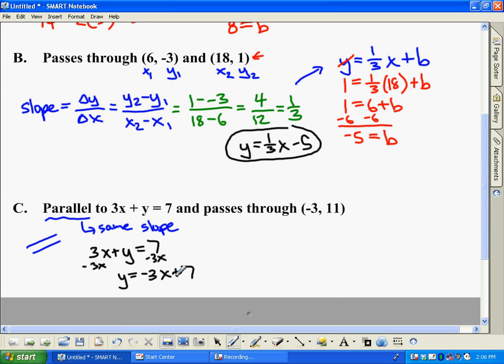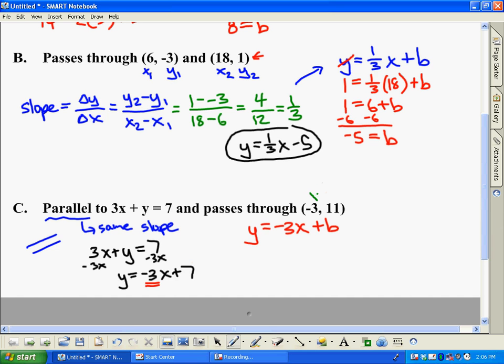So what's the slope here? Well, the slope is negative 3. So if I know it's parallel to it, it must have the same slope. So my equation is also going to be negative 3x, but I don't know what the y-intercept is. Here it's 7. Here I'm not sure what it is yet, but I do know once again it passes through this point.